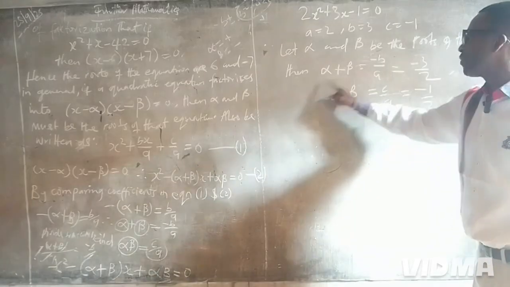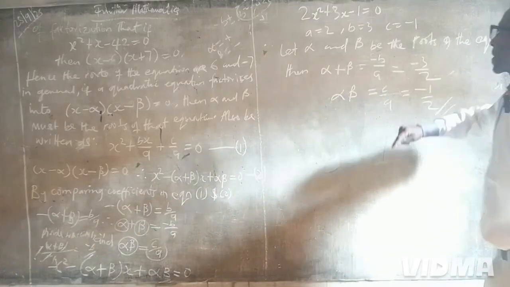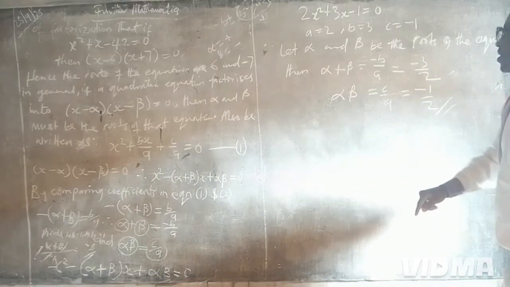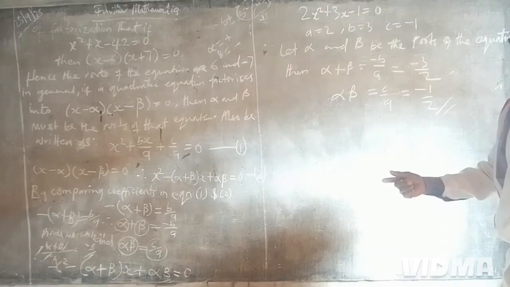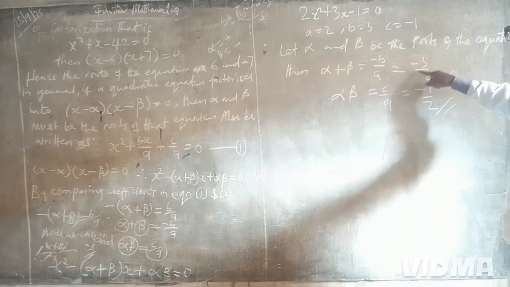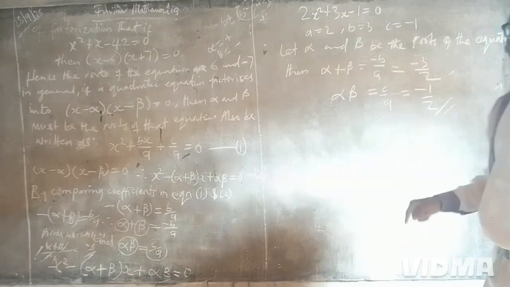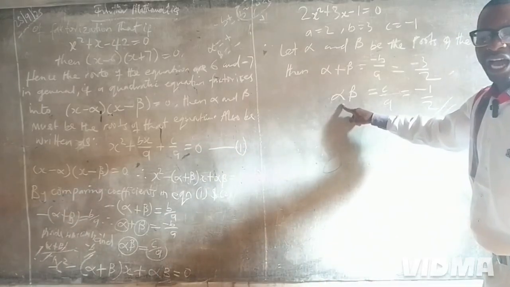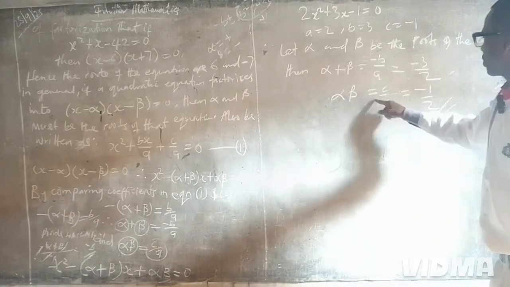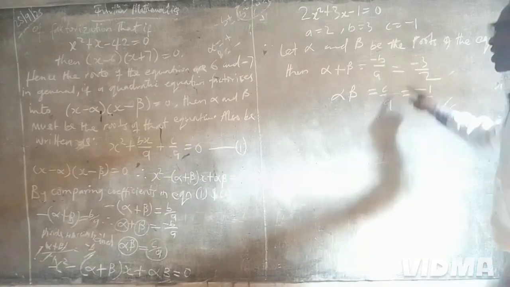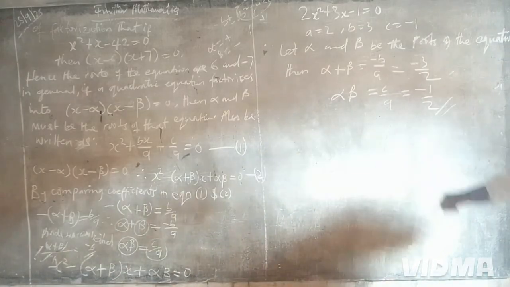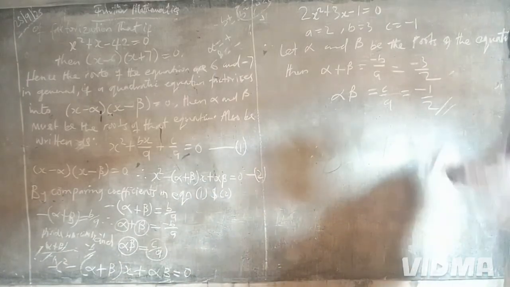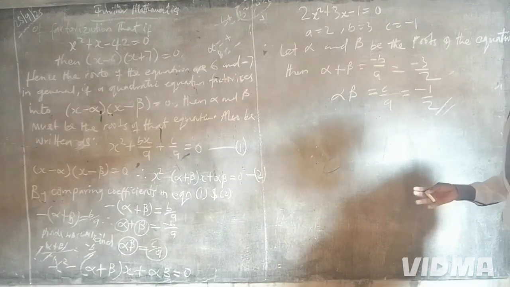Then alpha plus beta is what? Is that what we have there from our theory? So you substitute it: minus 3 over 2. What is the product alpha beta equal to? So what is our c? Minus 1 over 2. Did you get it now?